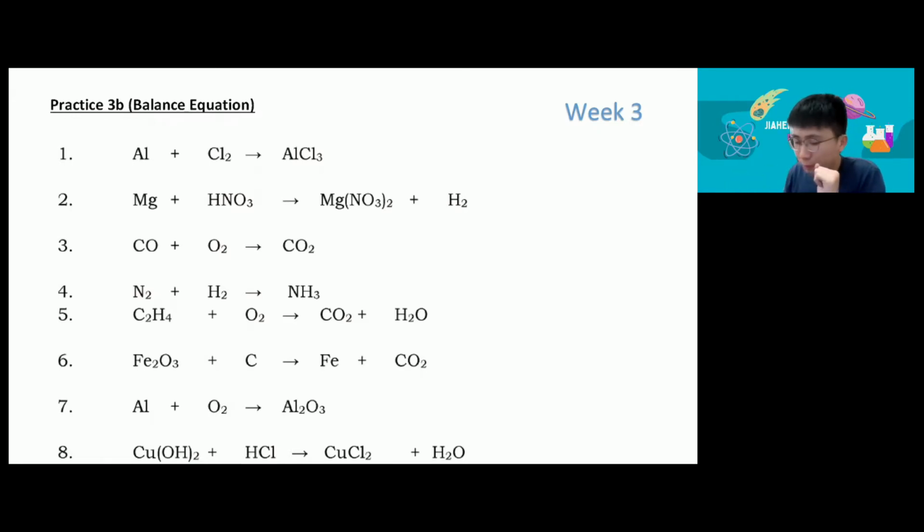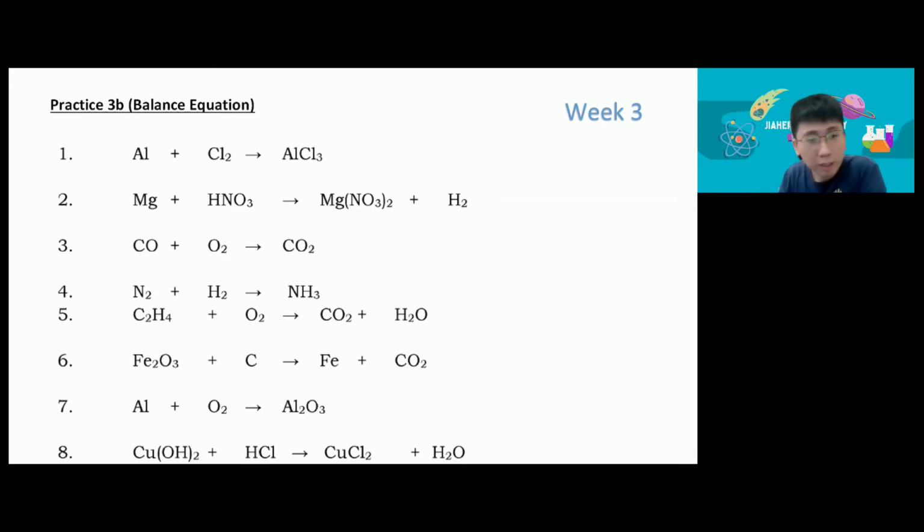Okay, now. So in this case, let's say for number 1, again, I have prepared a PDF, which is about balancing equations and also writing out equations. So the PDF will be in the section below, the description box.